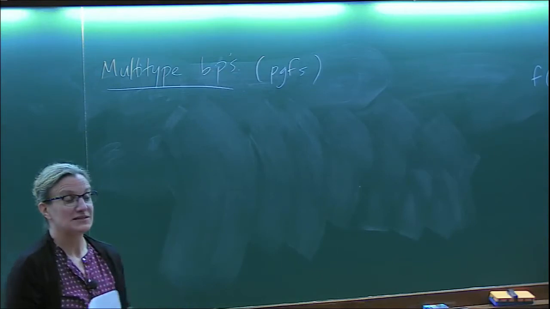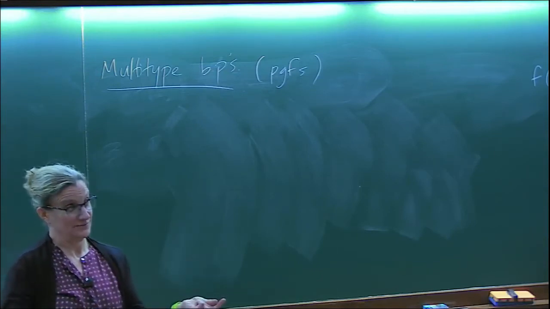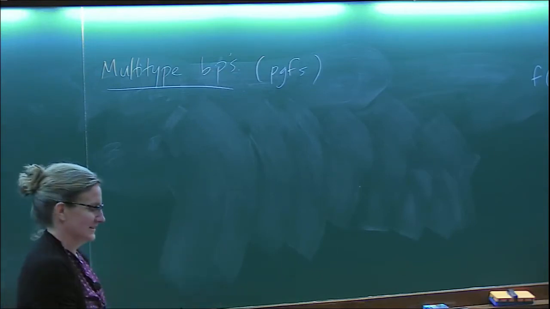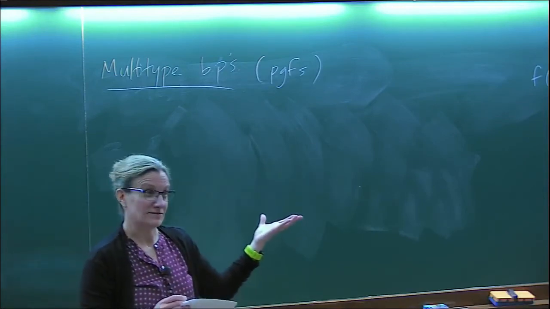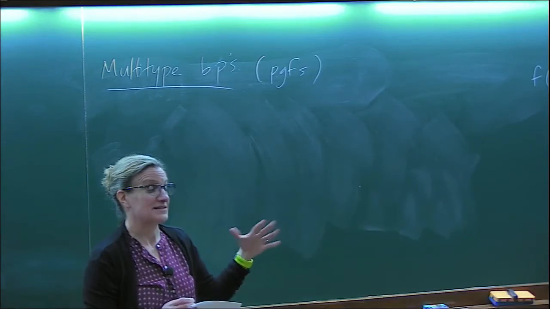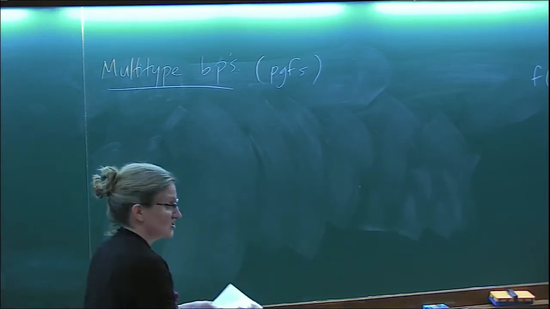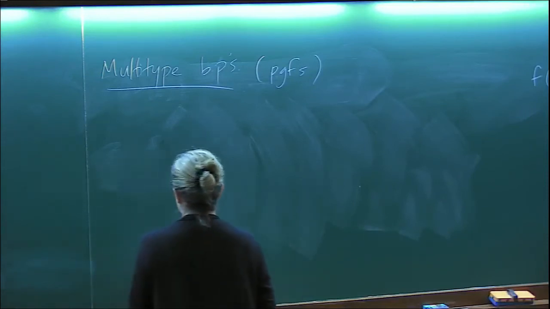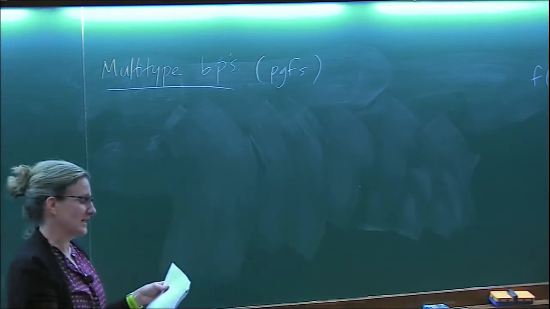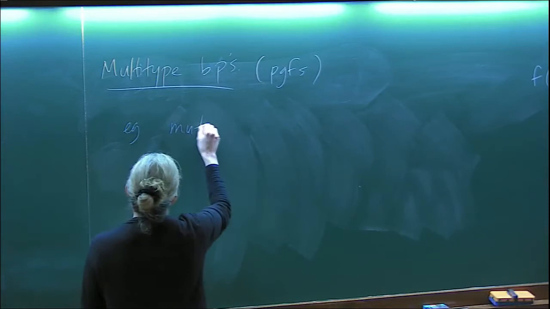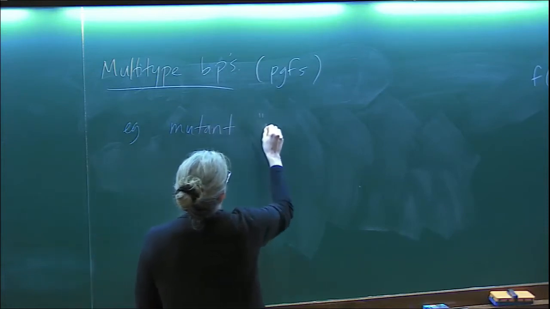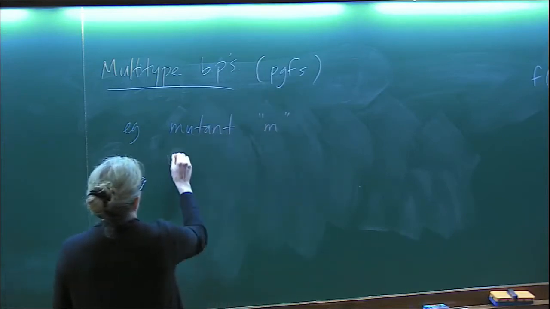So sometimes we need to care about different types of offspring. Very often, in fact. And you can do branching processes and write a generating function with different types. It extends really naturally. So I'm going to just teach you by example. We need a new dummy variable for every different type. So in my example, I'm going to have a mutant, dummy variable m, and a wild type.